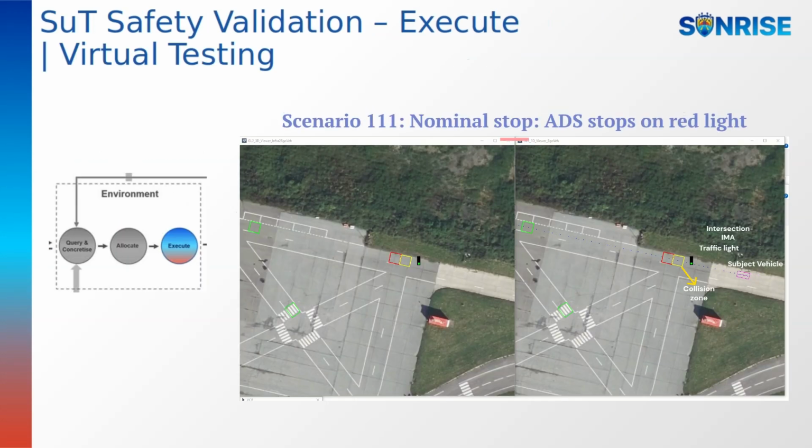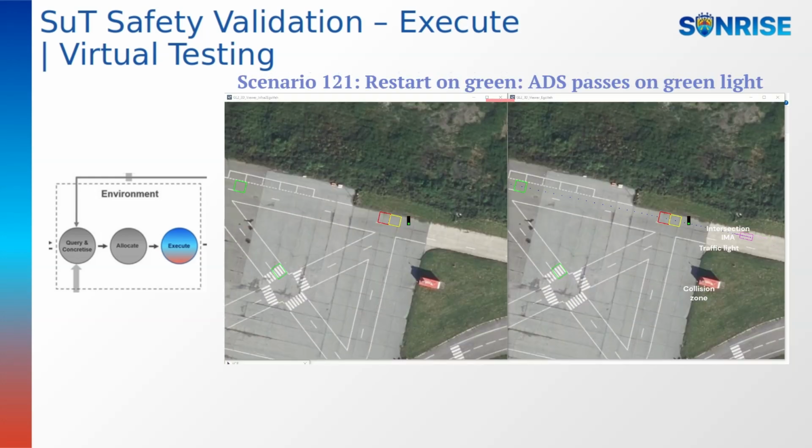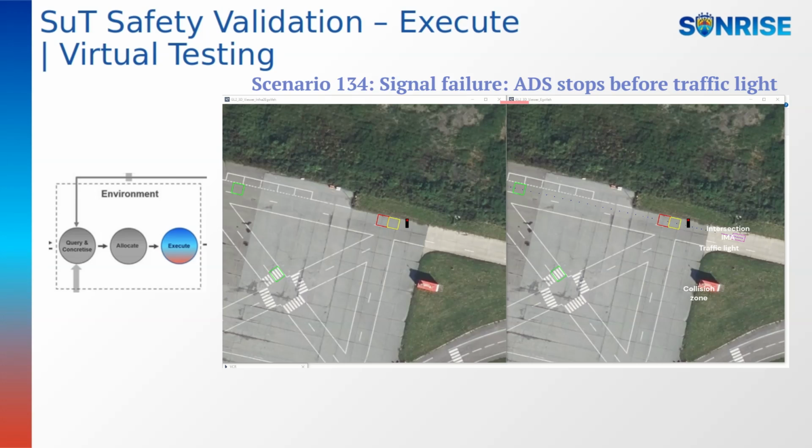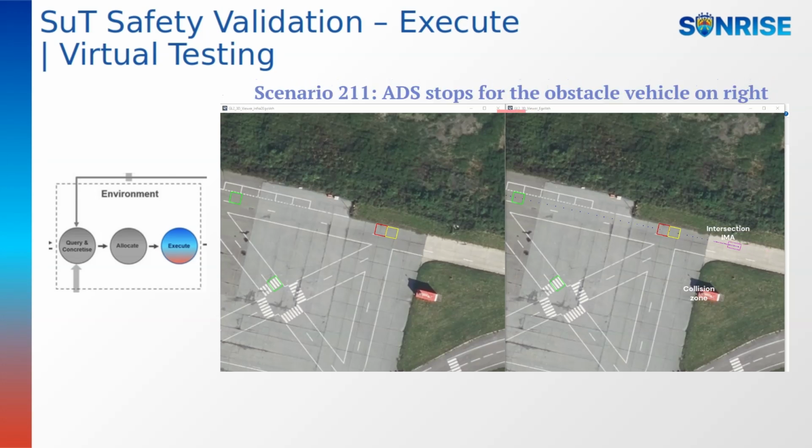We start with virtual test of ADS model using MATLAB/Simulink. Scenario 111 shows the ADS stops on red light. Scenario 121 shows ADS restarts on green light and passes it. Scenario 134 shows the ADS stops before the red because of the delayed message from IMA. Scenario 211 shows the ADS stops for the priority obstacle vehicle on the right.